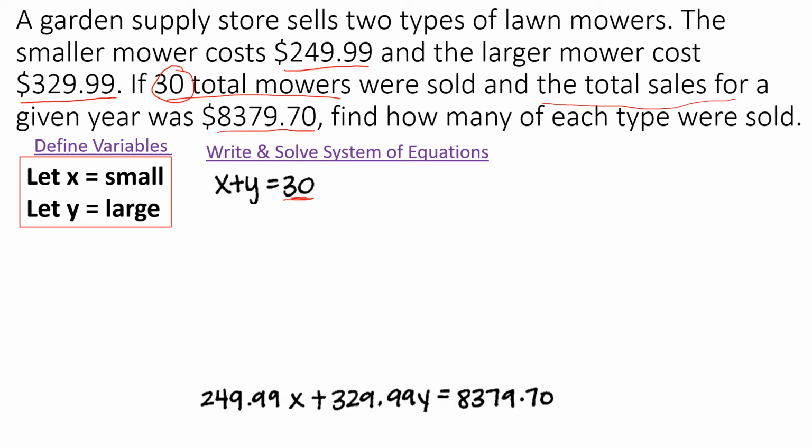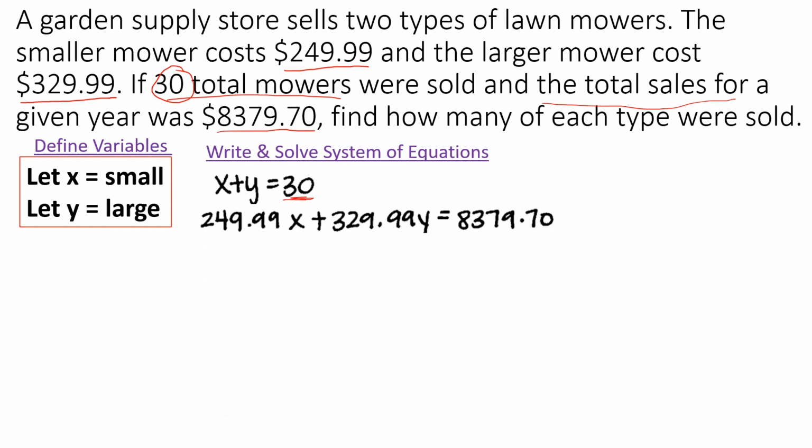And then our other equation would be the price. So 249.99x, that is the price of our small mower, plus 329.99y, that is the price of our large mower, and the total was $8,379.70. So we have our money in our second equation, and we have how many mowers in that first equation. And again, we have to figure out how many were sold of each type. So we basically just want to solve this system.